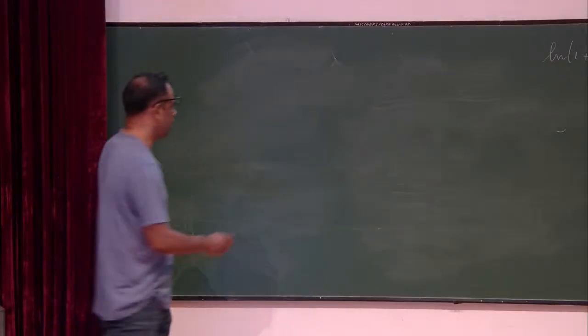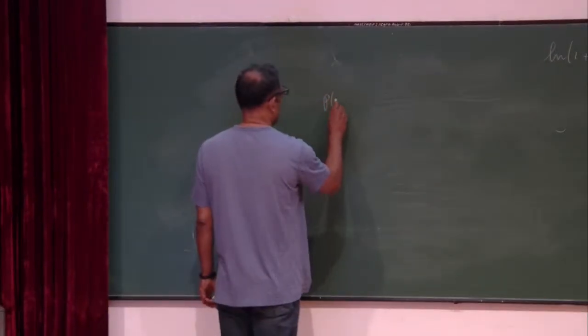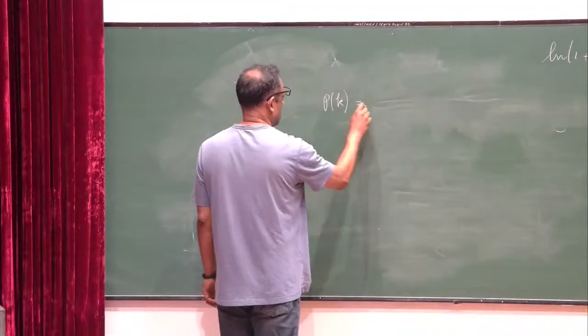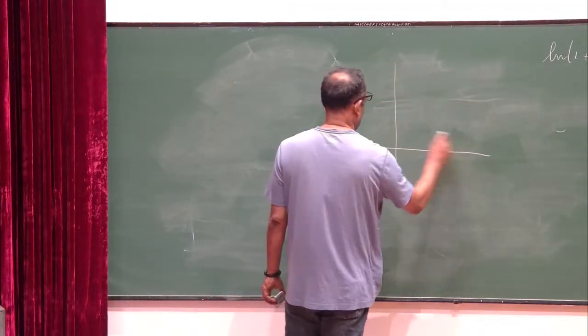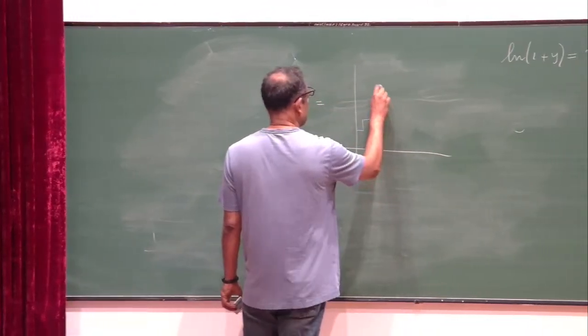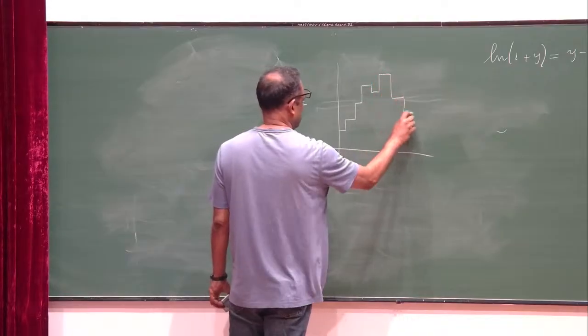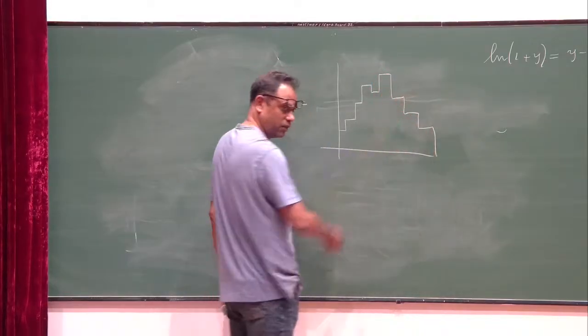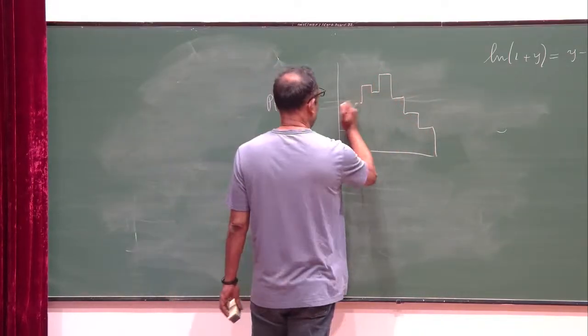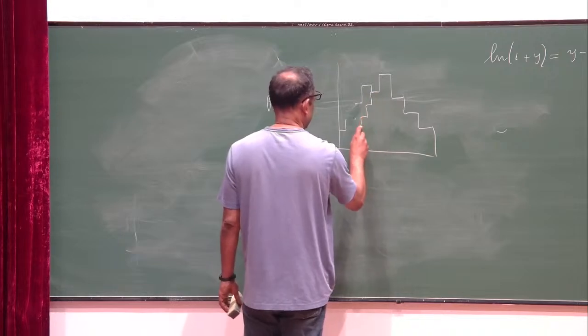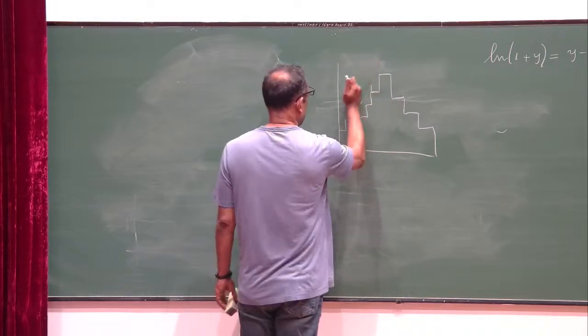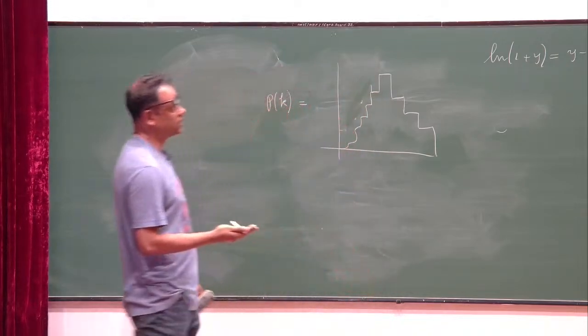So P of K will always look like this. No? Whatever, even if the Gaussian one, so it will look like this. Now, what is this? What is continuous?